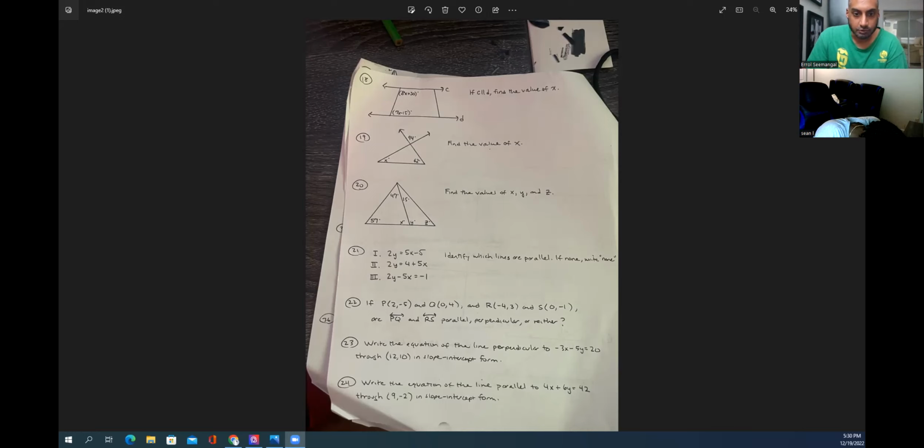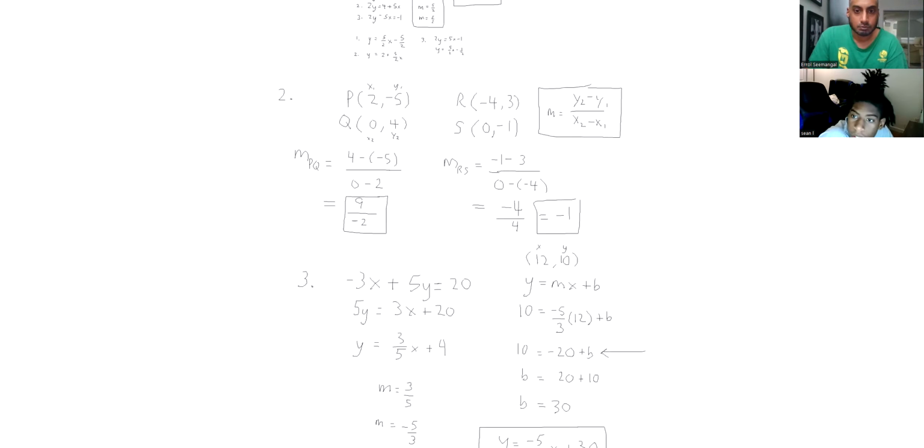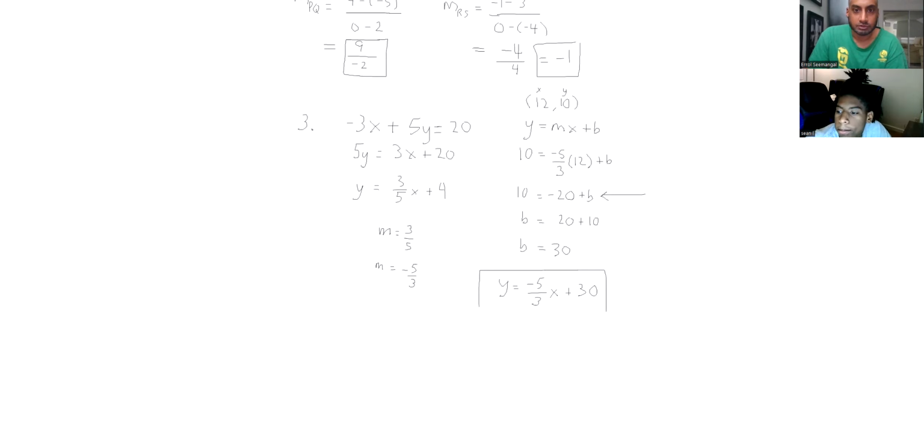4x plus 6y equals 42. Okay, let me share my screen. 4x plus 6y equals 42. So it's just going to be the same as 3, except see how we had the first m as 3 over 5, then the second m was the negative reciprocal of it. In this one, it's going to be the same slope.